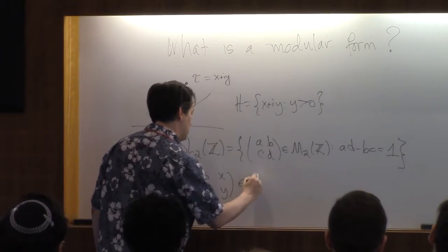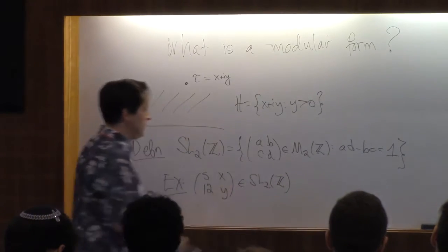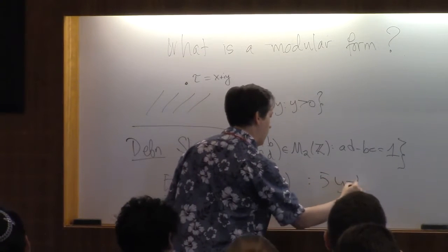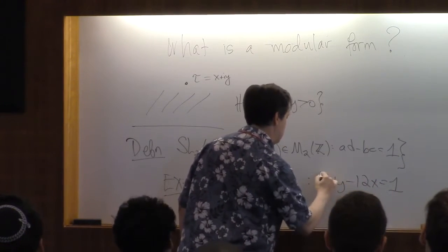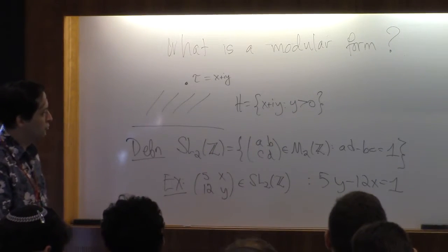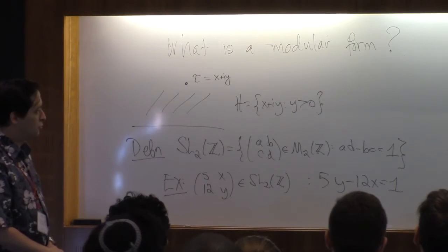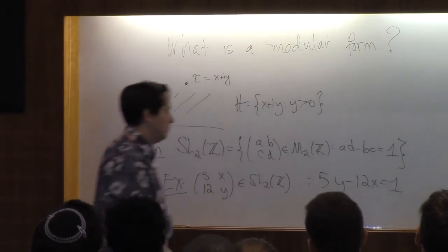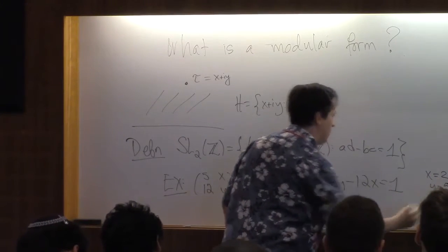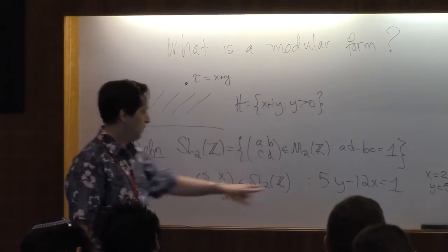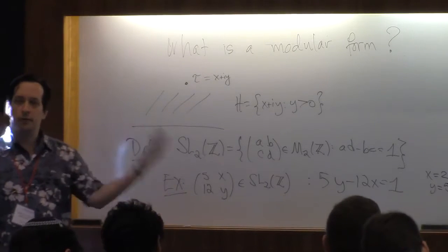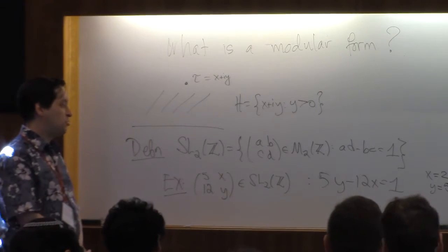If I want this to be in SL2Z, find x and y that fit. Well, I just have to solve 5y minus 12x equals 1. The numbers are small enough that perhaps somebody can eyeball a solution in integers. Anybody see a solution? Y equals 5, x equals 2. X equals 2, y equals 5. And in general, if they're relatively prime, you can find the x and the y using Euclid's algorithm. So there's no lack of examples of matrices. You can write them down.